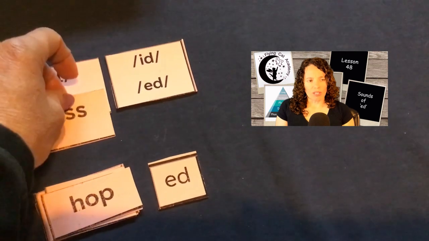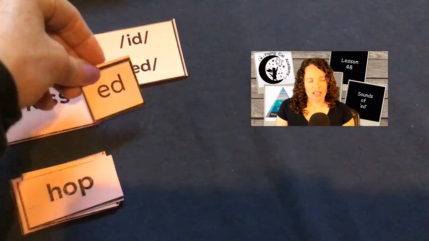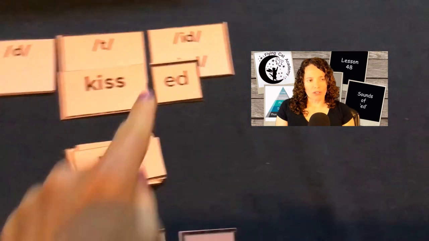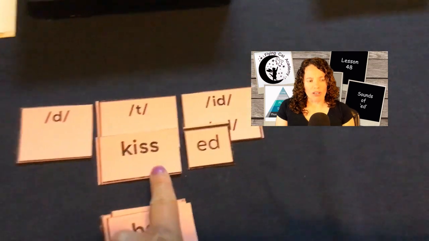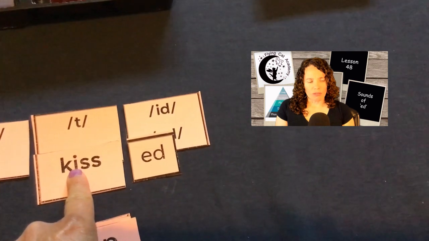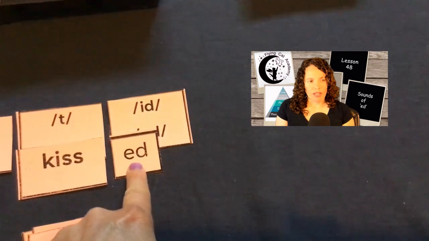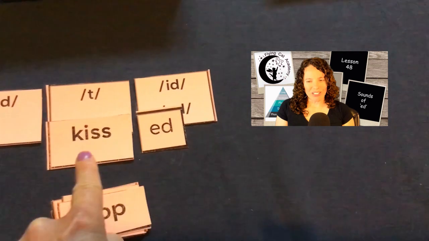Now I've got to think about, is this word spelled correctly? So I put the ed beside it, and I think, okay, it's one syllable with one short vowel, but there are 2 S's in that word already. It's got 2 babysitters. So I do not have to add any of the cards that are at the bottom there to this word. It is spelled correctly. And then I'd read the whole word, kissed, and I'd get ready for my next word.